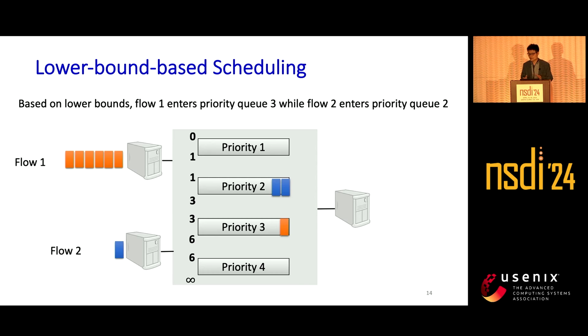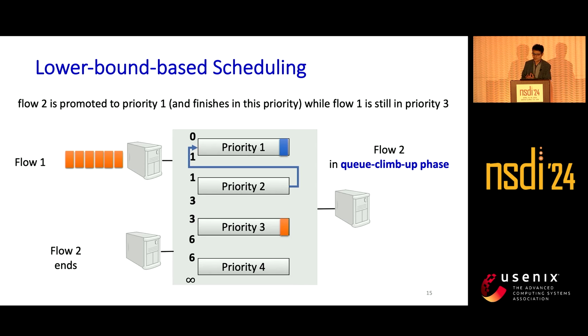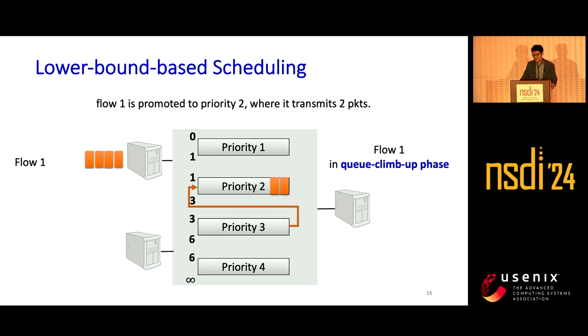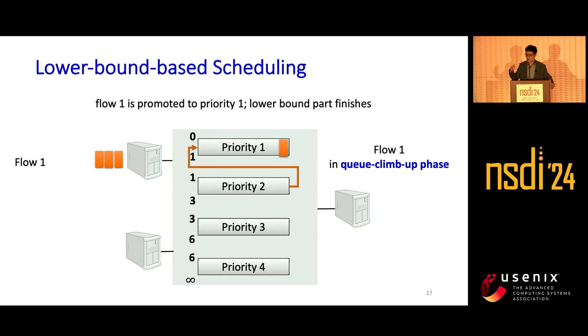So since now flow 2's priority is higher than flow 1's, the first packet of flow 2 will be transmitted first. And then flow 2 proceeds to the QCLIMB up phase, and it will be promoted to priority 1 and finish in this priority. But let's look at flow 1. It is still in priority queue 3. So after the last packet of flow 2 finishes, the first packet of flow 1 will be transmitted. And then we also let flow 1 enter the QCLIMB up phase. So it will be promoted to priority queue 2, where it transmits 2 packets. And further, it will be promoted to priority queue 1, and in this priority, it only transmits 1 packet.